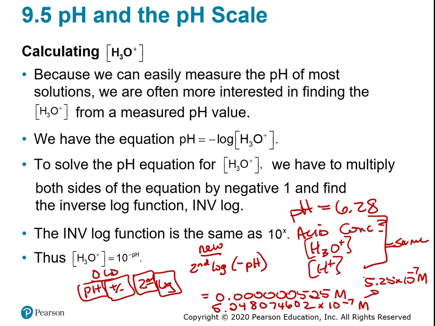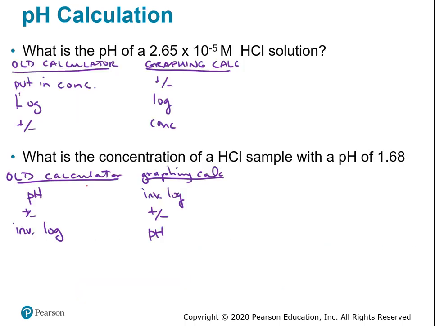Okay, so let's practice a couple of those just to make sure you can put them in. So here's the first one. What is the pH of a 2.65 times 10 to the minus 5th molar HCl solution? So this one, you've got this exponent, so you've got to make sure you know how to put the exponent in to be able to solve this. So you've got a dual thing. So here, remember that EE button. I showed you that when we did molecules, when we were doing Avogadro's number.